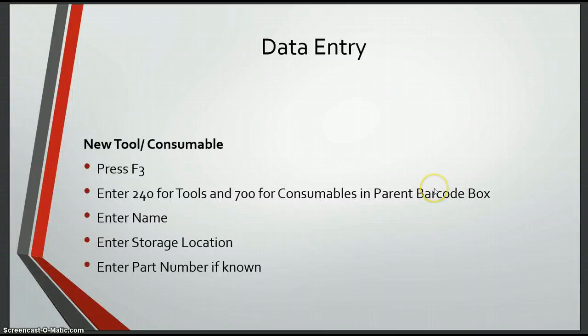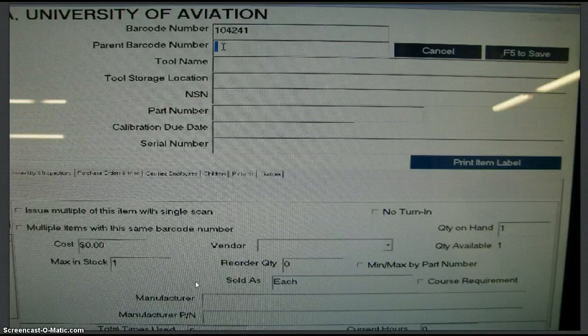The next thing that they'll come in contact with is adding a new tool or consumable to the system. Start by pressing F3. For tools, you'll enter a 240 barcode. For consumables, a 700 barcode. In the parent barcode box, they'll enter the tool name, where the tool or consumable is going to be found in the tool room, and then they will enter the part number if known. Sometimes you don't really know the part number.